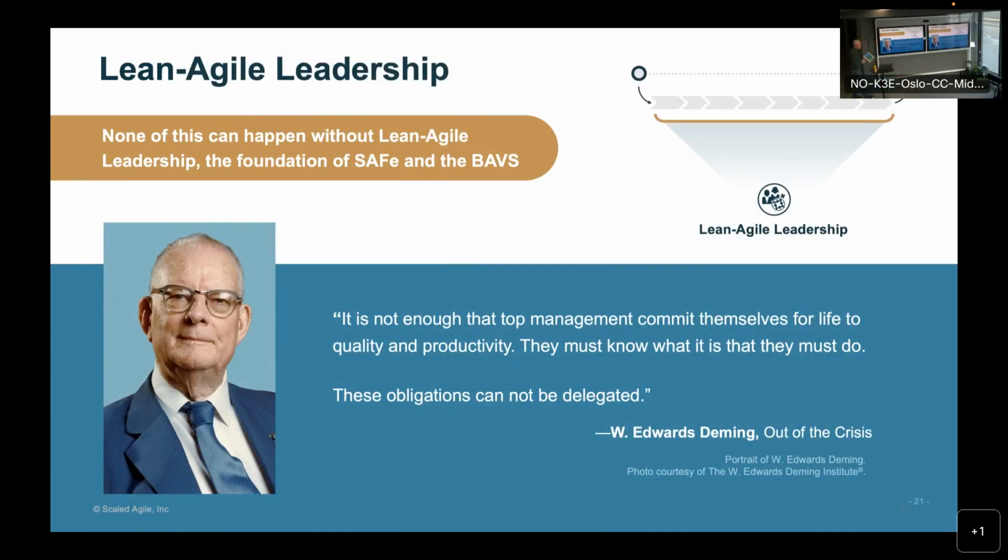So as Deming says, it's not enough for management to just commit themselves that sure, we will go SAFe or go lean agile. They must know what it is that they must do. They have to walk the walk to be able to get this done. So you can't delegate this to some person in the organization. They need to be on board all the way. They need to have some skin in the game.